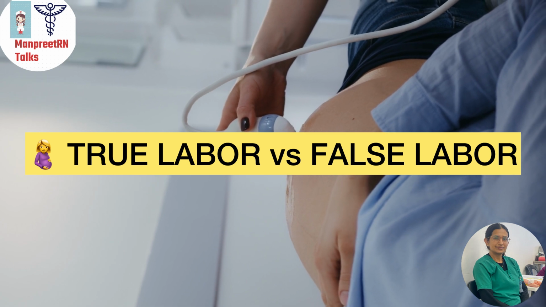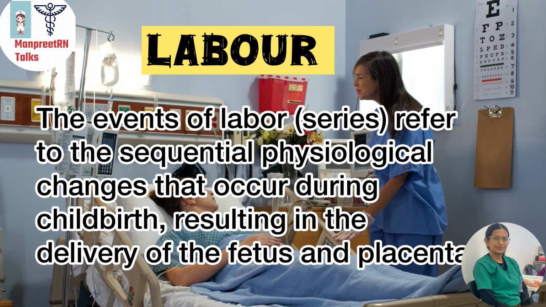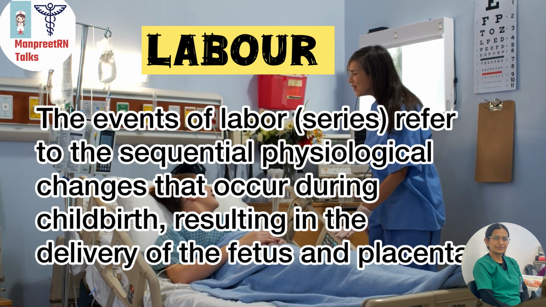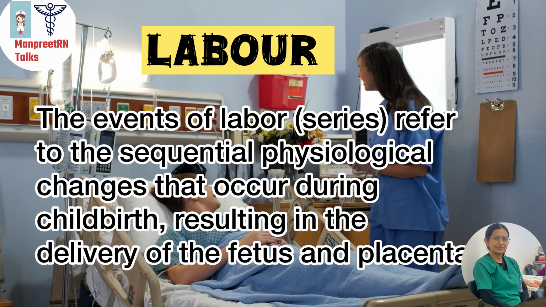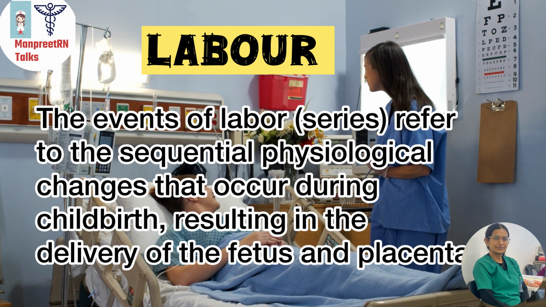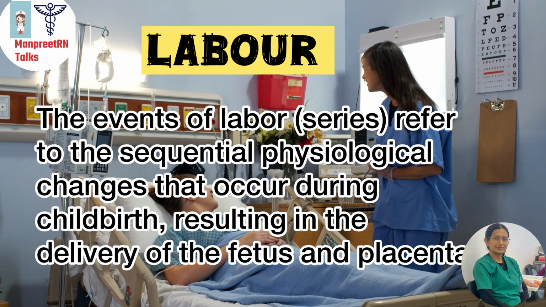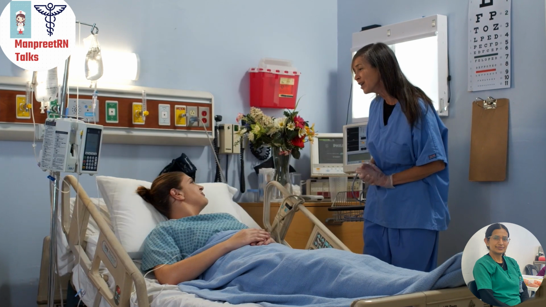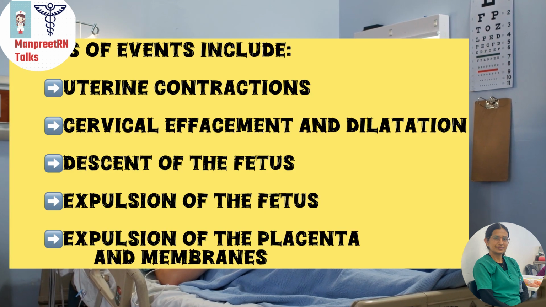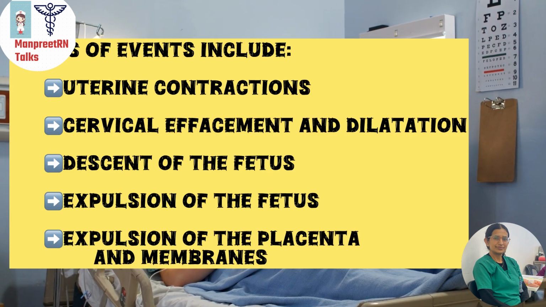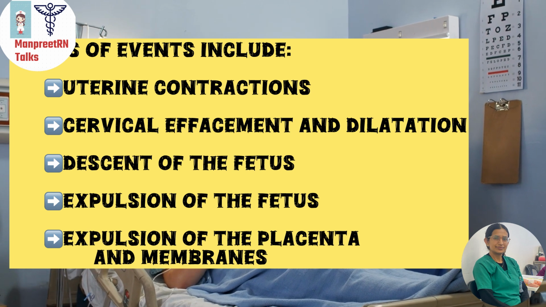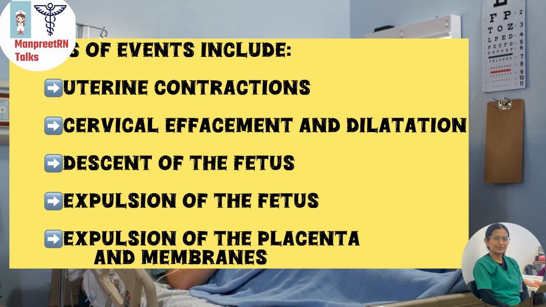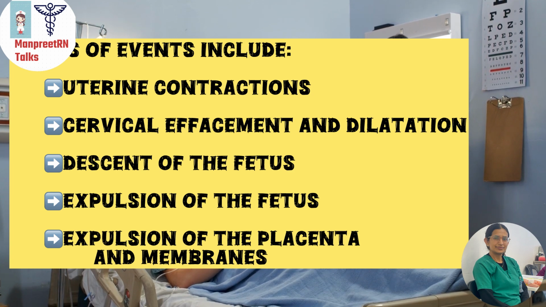So what is labor? Labor is the series of events that happen in the mother's womb to result in the delivery of the fetus and placenta. Labor refers to the sequential physiological changes that occur during childbirth that result in the delivery of the fetus and placenta. So that series of events includes uterine contraction, cervical effacement and dilatation, descent of the fetus, expulsion of the fetus, and expulsion of the placenta and its membranes.